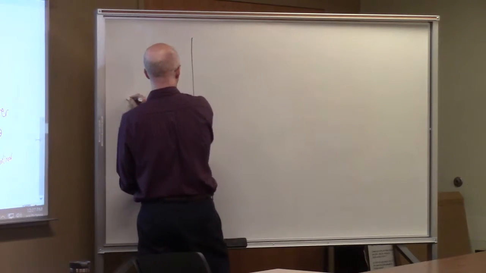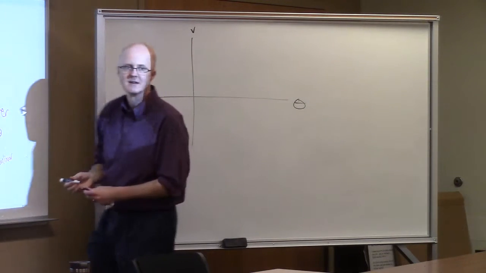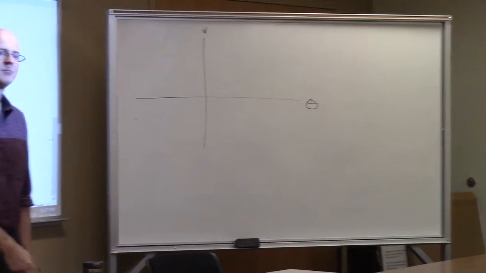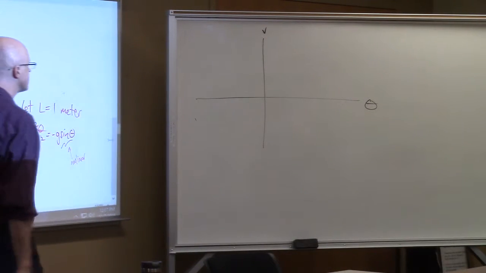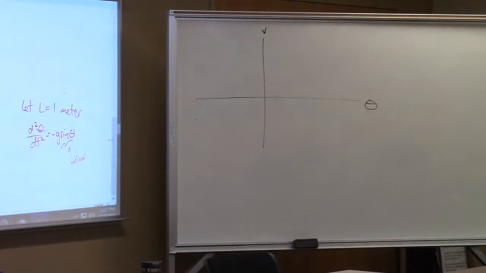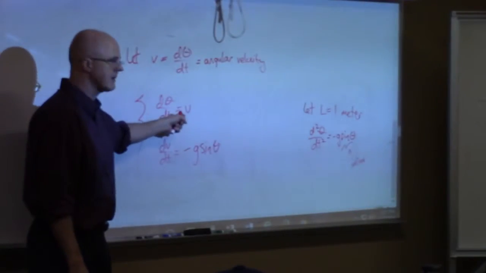This is going to be a theta v plane. Theta being the angular position, so to speak, of the pendulum, v being the angular velocity. Look at these equations. d theta dt is equal to 0 when v is 0.